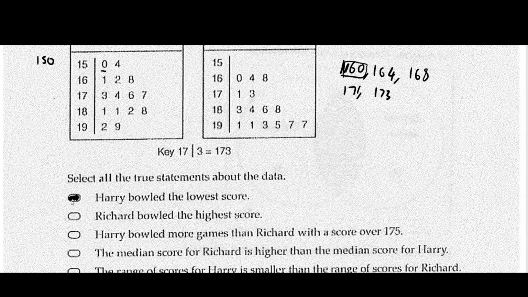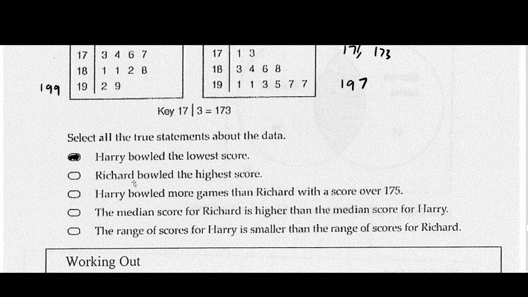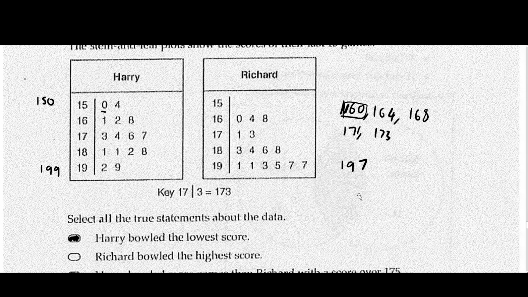Richard bowled the highest score. The highest score that Richard got was 197, while Harry got 199. So that's not true. Harry got the highest score. Harry bowled more games than Richard with a score over 175. So let's count those out.